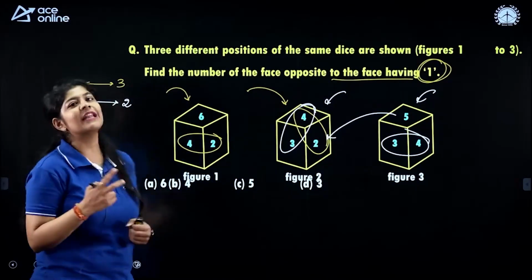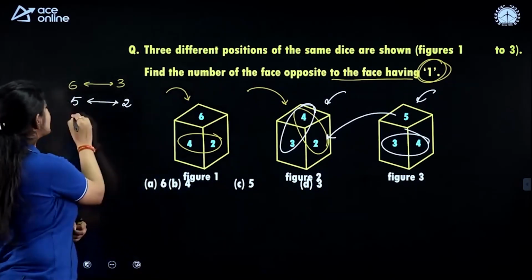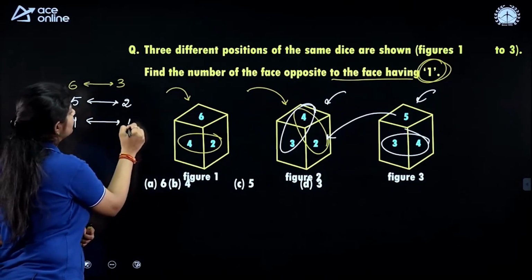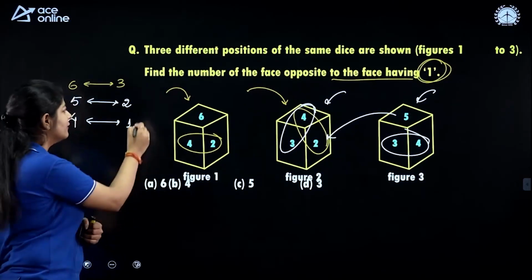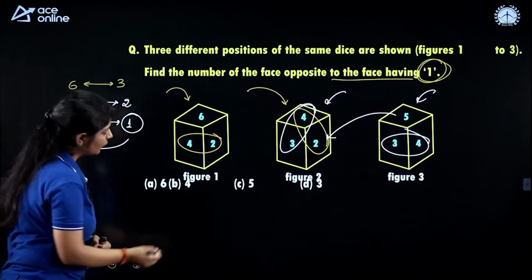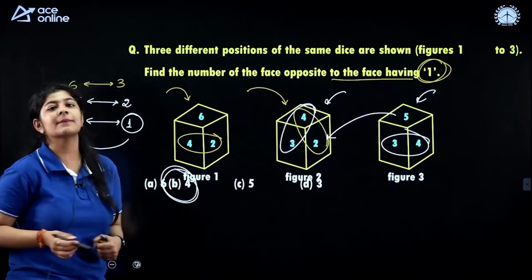Now we are left with just two numbers. The one is 4 and the one is 1 itself. So what we have to do, we have to determine the opposite pair of 1, and that's 4. Do we have that in our options? Yes, option number B is given as 4.